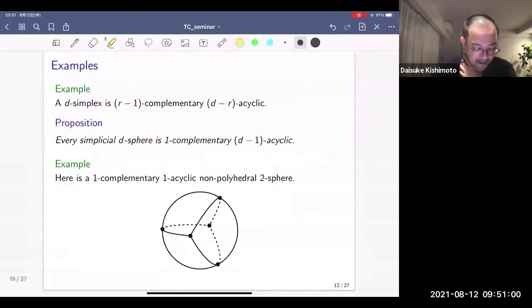And of course, there are many non-polyhedral or non-simplicial examples of R complementary D acyclic complexes. For example, this picture shows one complementary, one acyclic, non-polyhedral two sphere.